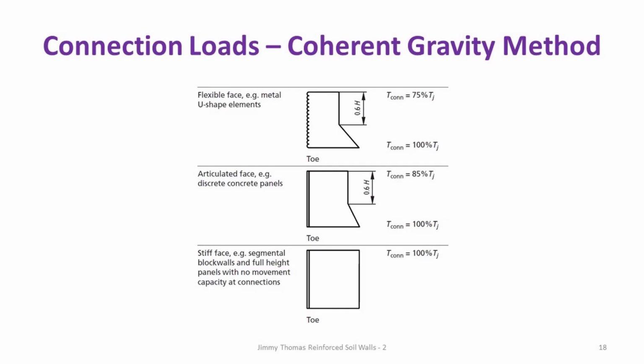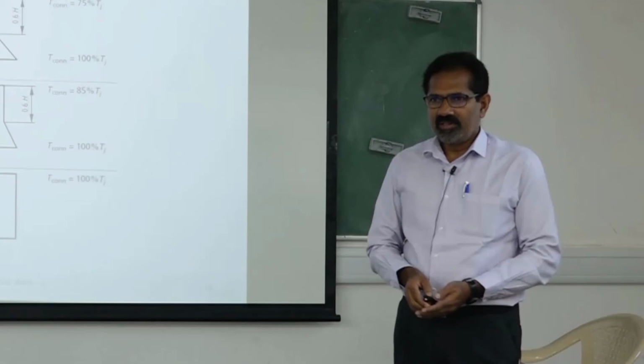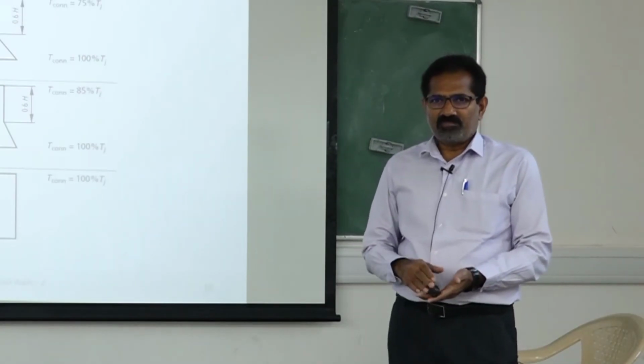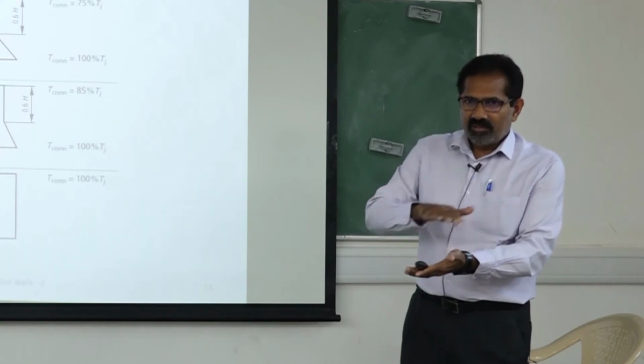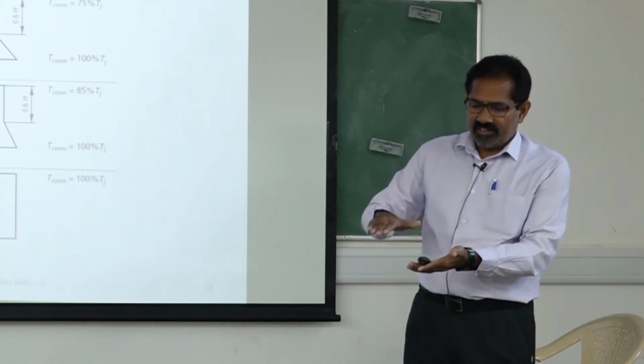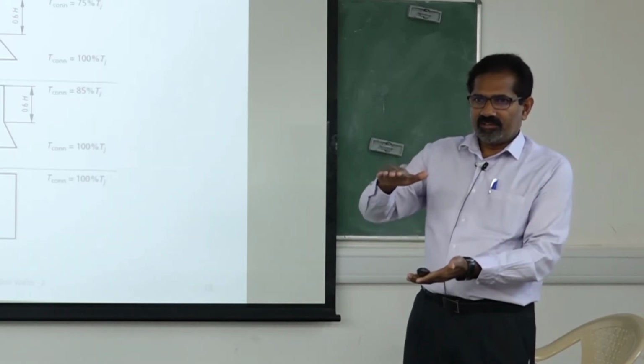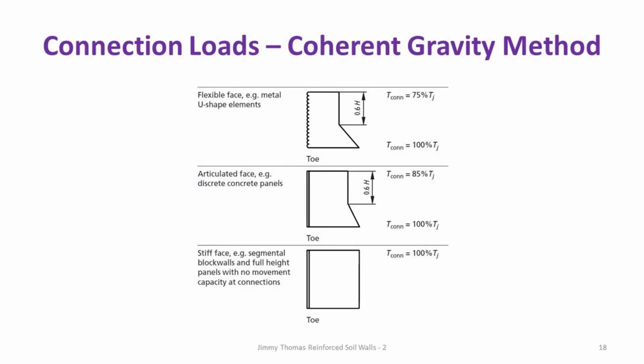Coming to coherent gravity, which is applicable for inextensible reinforcement, then suppose we have a flexible face, for example, like a metal U-shape element. Like one of the earlier facings, which probably we don't use now, it's like thin metal sheets bent into this U-shape like that. So it can accommodate a lot of movement. So we have this distribution.